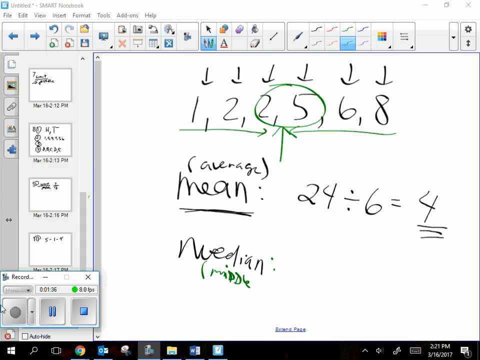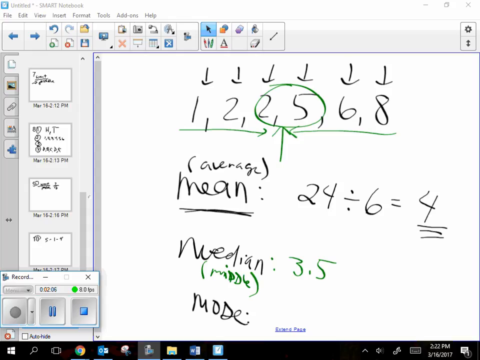But there wasn't a middle one, so I have to average the 2 and the 5 to find out what's between them. Well, they add up to 7, and I divide that by 3. Sorry, 2 numbers were being averaged. So 7 divided by 2 gives me 3.5 as my median. The median is the middle one, and if there isn't a middle one, you have to average the 2 in the middle.